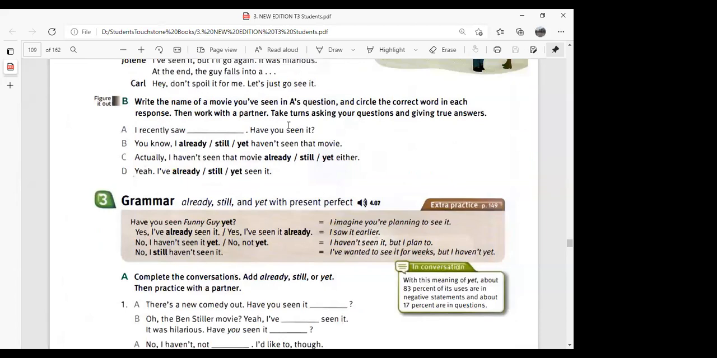Okay, let's practice this, please. We are going to work in pairs, in teams. You have to decide on a movie. Each person says, I recently saw Conjuring 3, the new movie. You see? Have you seen it? You know, I still haven't. You're going to practice with a partner. Then you continue with this.